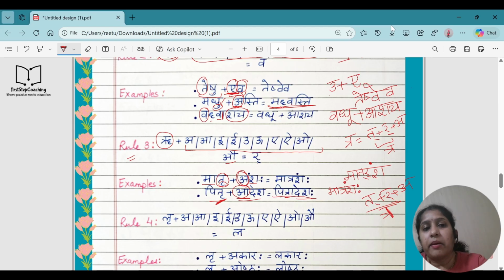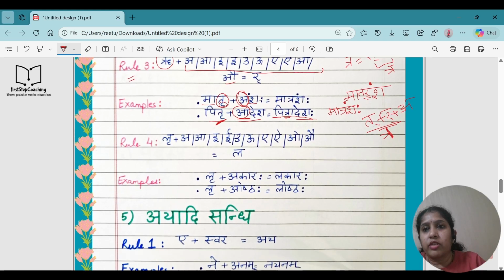Right? Now, this is the fourth rule which we are having in the Yan Sandhi, that the first word is ending with the Lru. It's very rarely used, but if sometimes it is used, you can use it also.